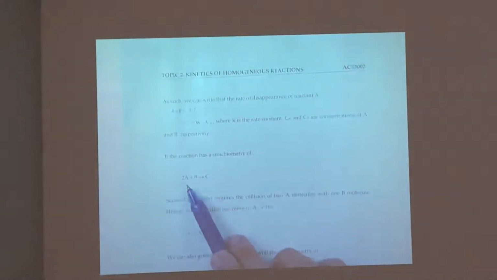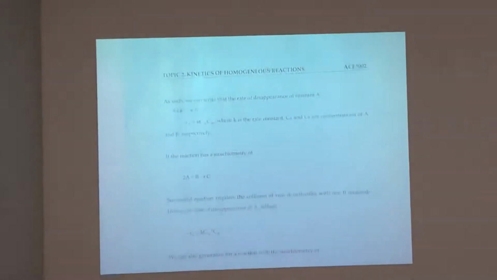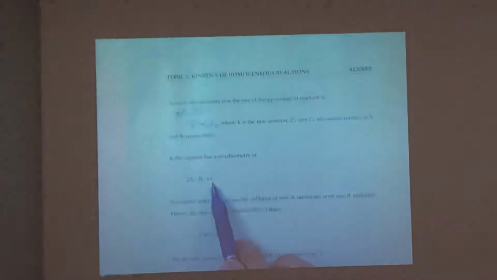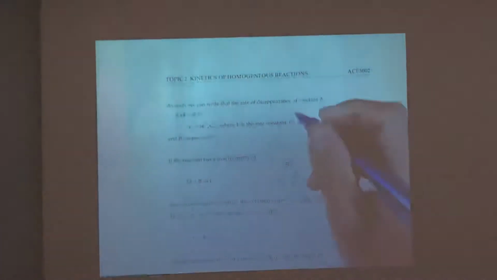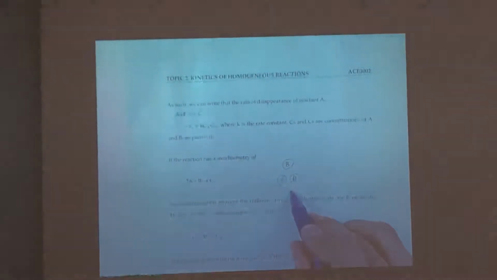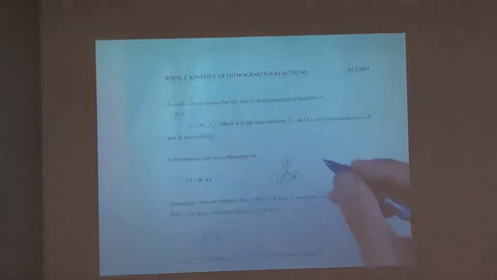Okay. Now 2A plus B is trickier, because in order to get C, you can see 2 of A, 2 of A together with B. Imagine this 2A and B, they must collide with each other in order to produce C.